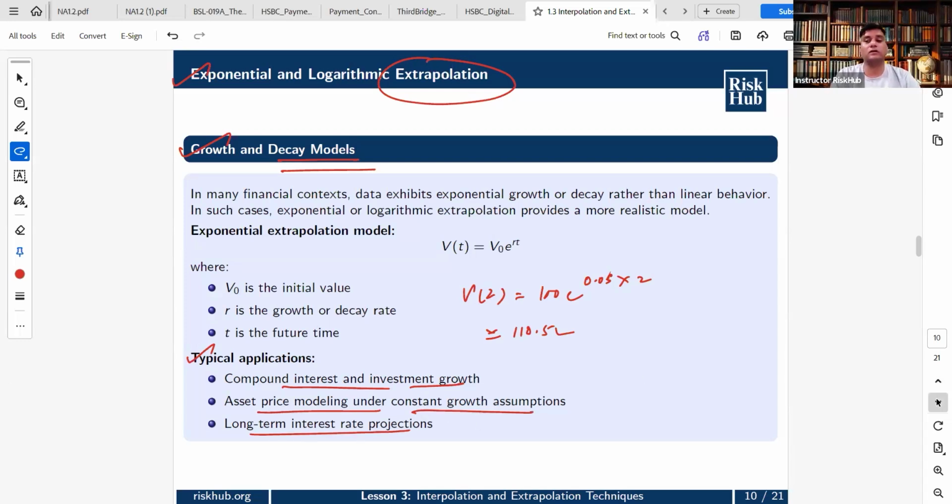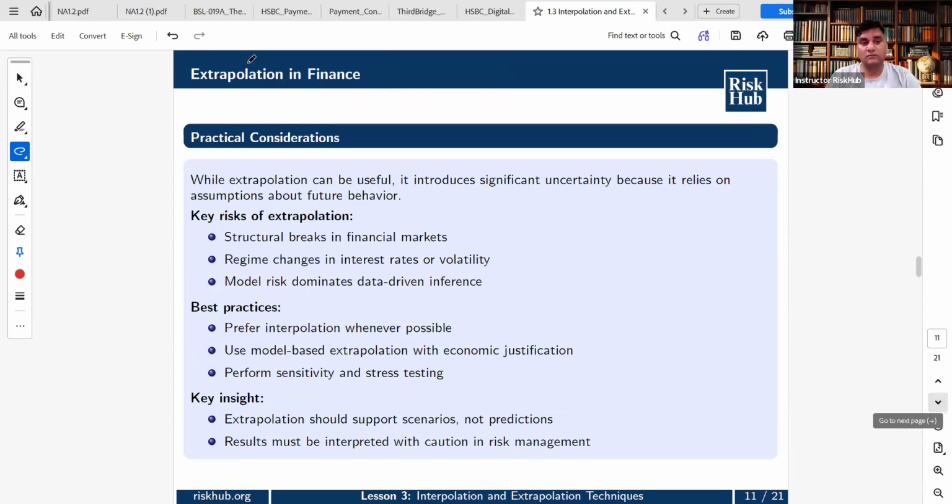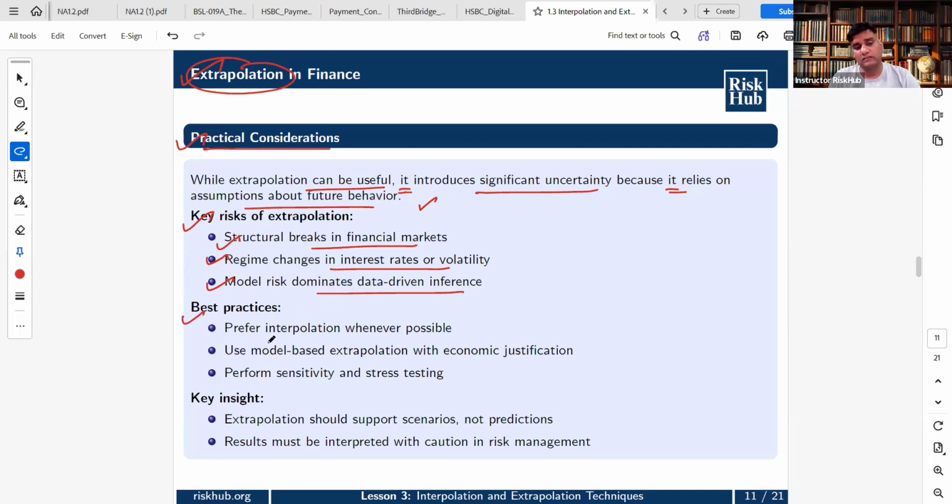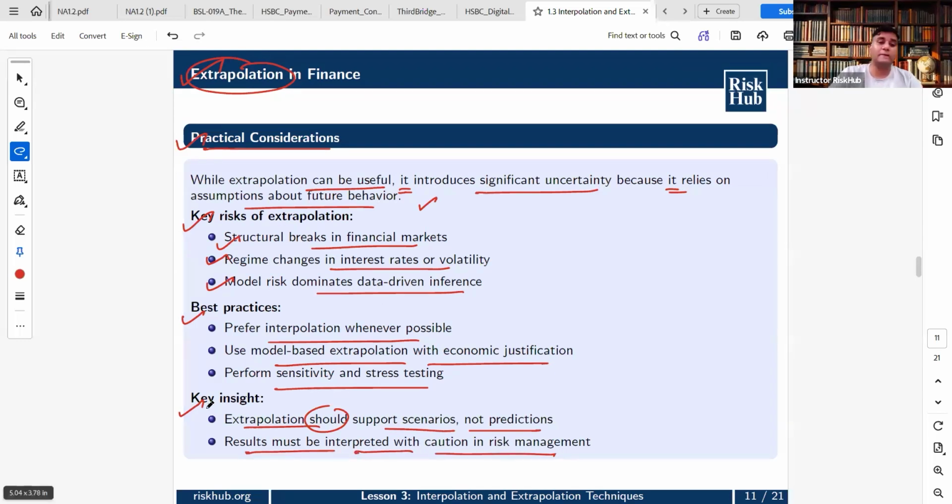Then we get into slide number 11, which is extrapolation in finance, a practical consideration. While extrapolation can be useful, it introduces significant uncertainty because it relies on assumptions about future behavior. Key risks of extrapolation: structural breaks in financial markets, regime changes in interest rate volatility, and model risk dominating data-driven inference. Best practice: prefer interpolation whenever possible, use model-based extrapolation with economic justification, and perform sensitivity and stress testing. The key insight is that extrapolation should support scenarios, not prediction. Results must be interpreted with caution in risk management, right? So again, this is a risk management slide.